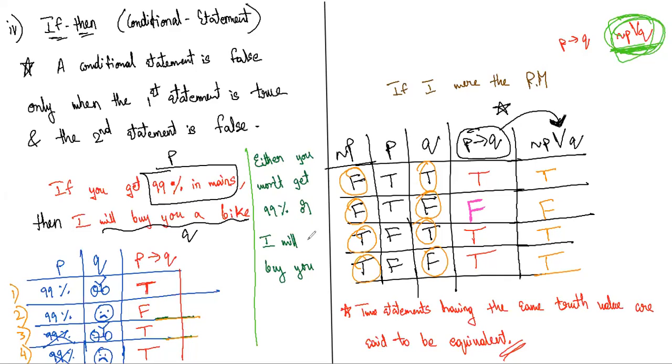Neither nor is actually something different. I'll explain after this one. Either you won't get 99 percentile or I will buy you a bike. ठीक है? So this statement is same as, यहाँ जो लिखा है, this statement is same as if you get 99 percentile I will buy you a bike. ठीक है? So that's what I tell.